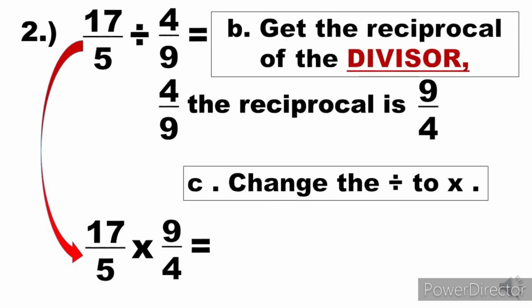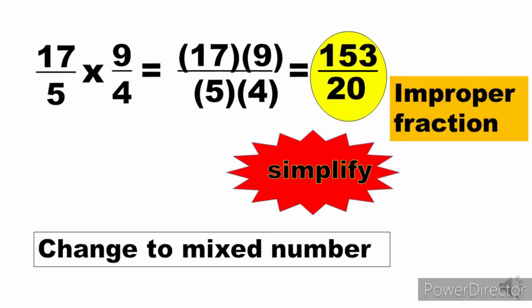And then the next step is to get the reciprocal of the divisor. So ang divisor natin dito is 4 over 9. And then reciprocal is 9 over 4. And then the next one, i-change natin yung divide sa times. So we have now 17 over 5 times 9 over 4.